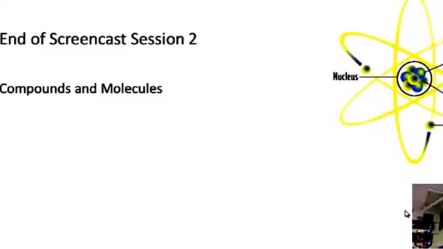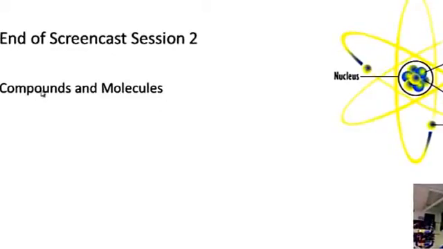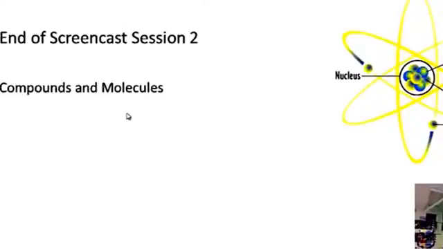All right, so that's it. I hope you understand now how we differentiate between compound molecules and simple molecules. Understand that compounds contain two or more different elements chemically combined in a fixed ratio. Molecules really are the simplest unit of a substance.